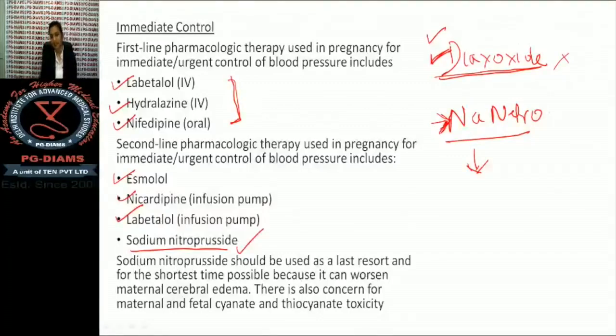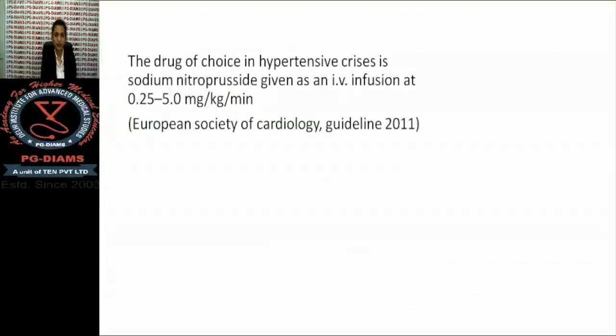Don't worry about the cyanide toxicity of the fetus because the mother is more important here, and cyanide toxicity will develop only later. Probably you will not require so much nitroprusside which can cause cyanide toxicity of the baby. Basically, remember that sodium nitroprusside is used in hypertensive crisis in pregnancy. The European Society of Cardiology in 2011 in one of its documents also said that the drug of choice for hypertensive crisis in pregnancy is sodium nitroprusside.